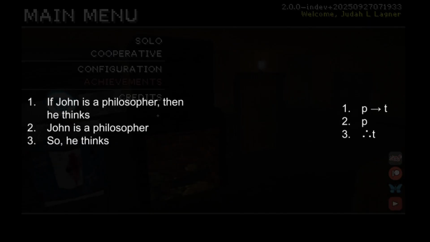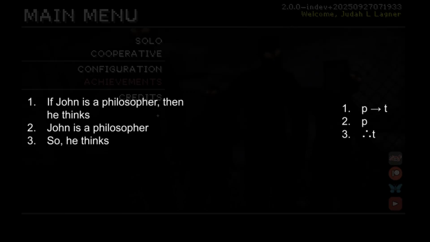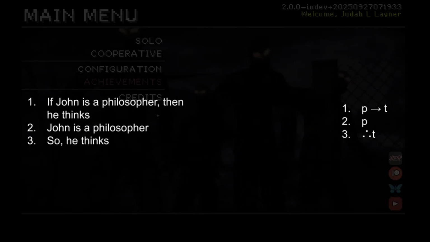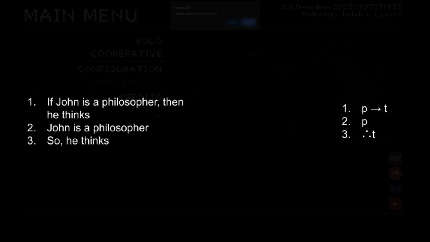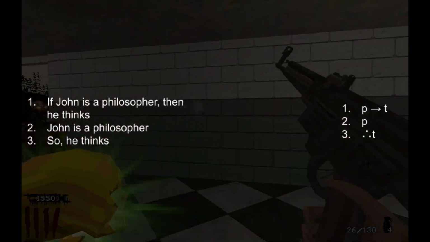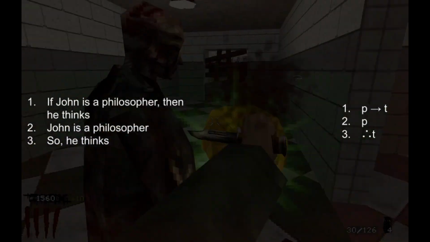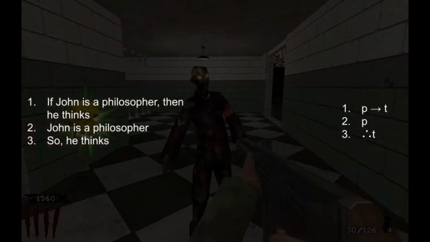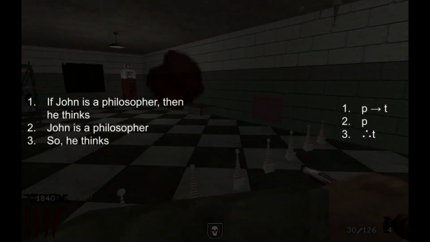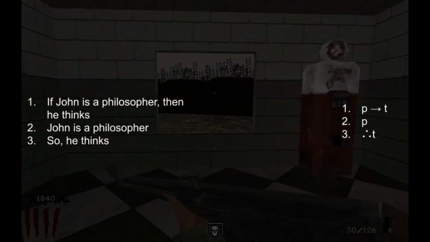We did this before, but now we can basically simplify this into just a couple of characters. So you're going to take the first premise and you're just going to use P, then you're going to have the arrow, then T. So P in this case represents John is a philosopher, T represents John thinks. So you're going to have P, therefore T. And then the second premise, you're just going to affirm P. Once again, P just means John is a philosopher. And then the conclusion, you're just going to have therefore T.